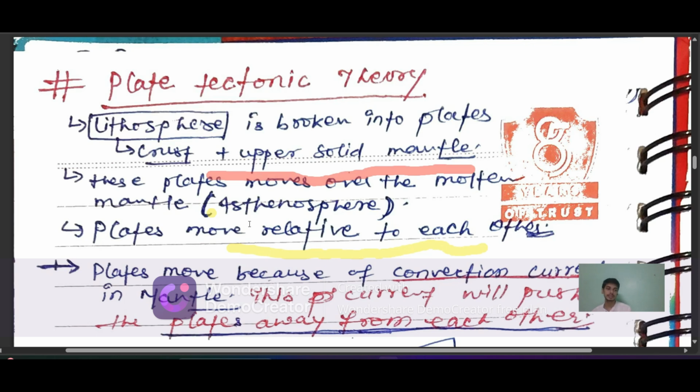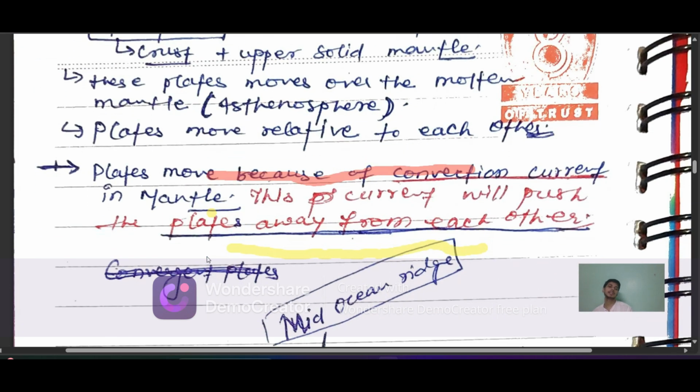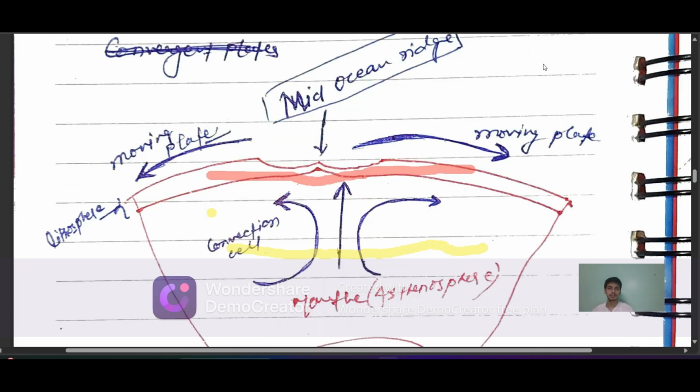Plates move relative to each other. Plates move because of convection currents in the mantle. This current will push the plates away from each other. You can see here, this is how plate tectonic theory works. This is convection currents, and it moves plates away from each other. This is called divergent plate boundary.